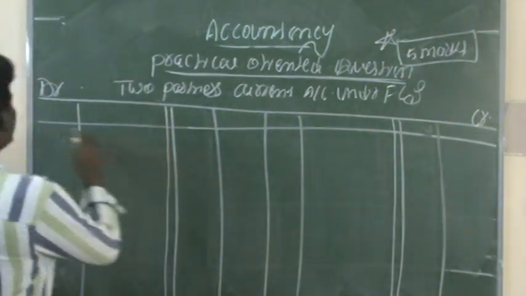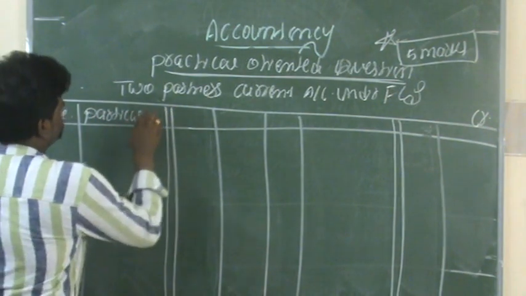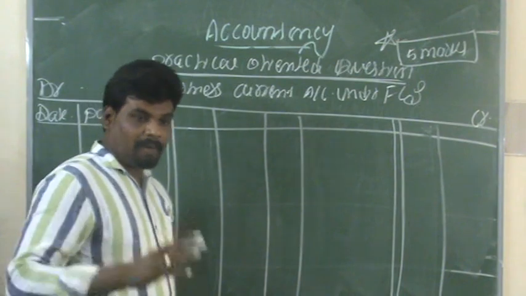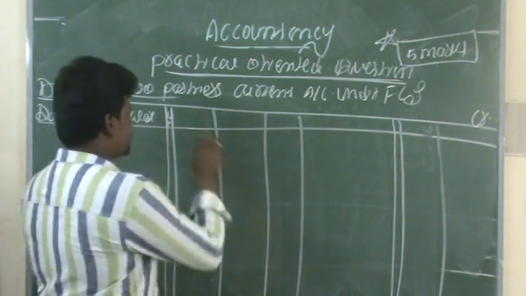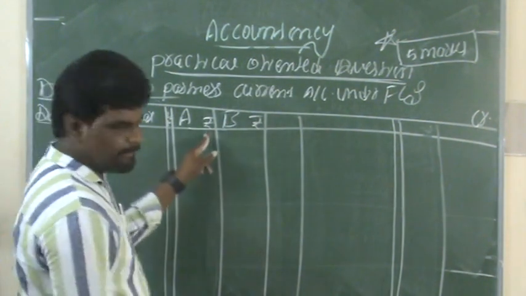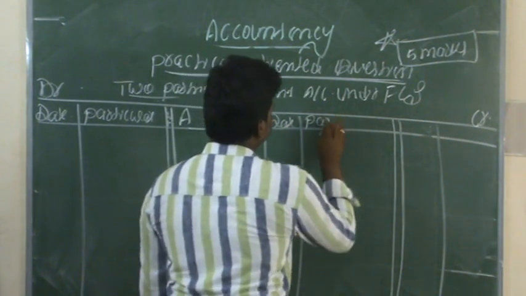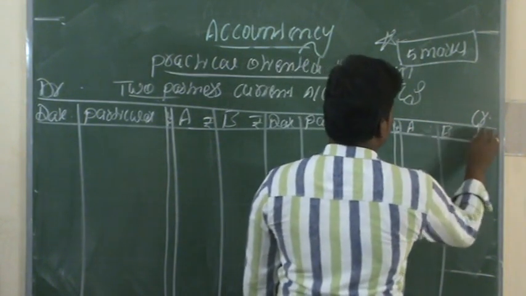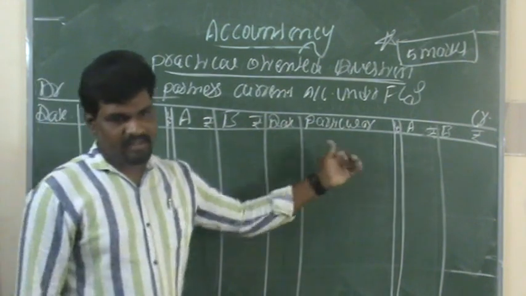So here, the first column is related to date. Second column for the particulars. Third column, LF, ledger folio. Next, two columns for amounts, because we are preparing for two partners. So here, two partners, then we have to take, like, A partner and B partner. And we need to record the rupee symbol. Again, date, particulars, LF, A and B partners. A and B are the names of the partners. We are just assuming the partners' names.